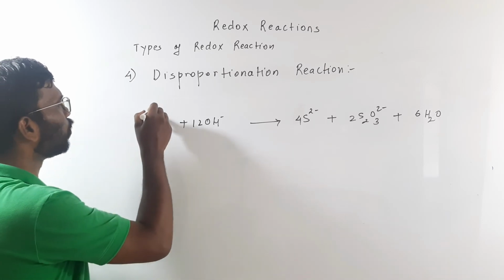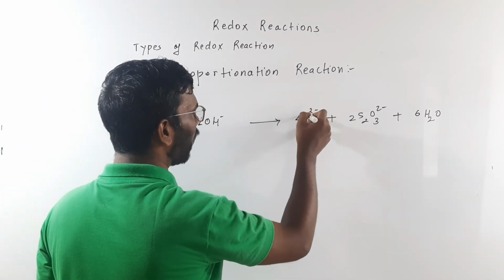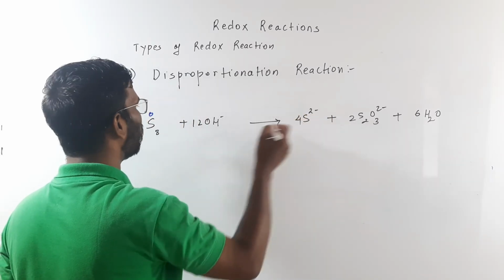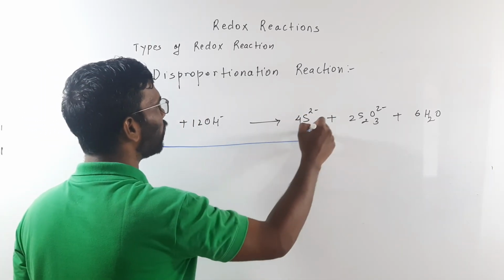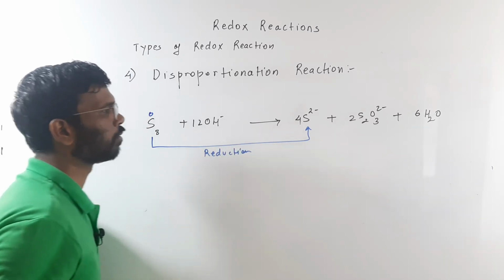Here sulfur is in the zero oxidation state. Here it has changed to sulfide ion, like -2. So this is a reduction from 0 to -2. This is a reduction, right?